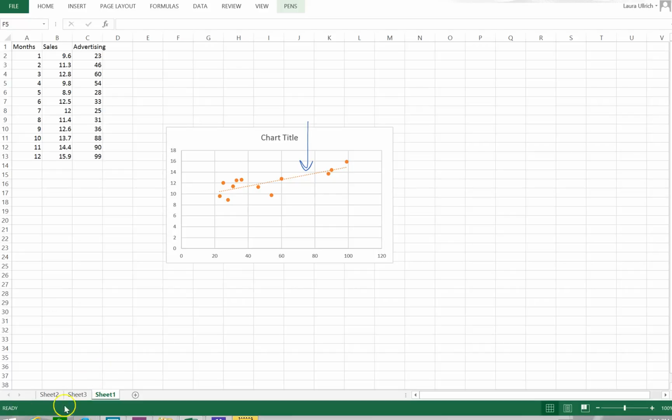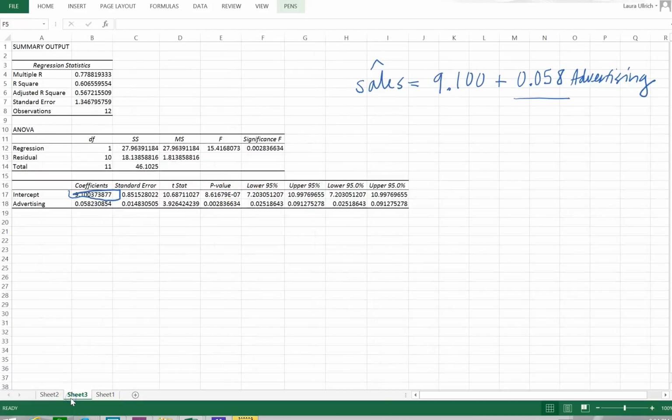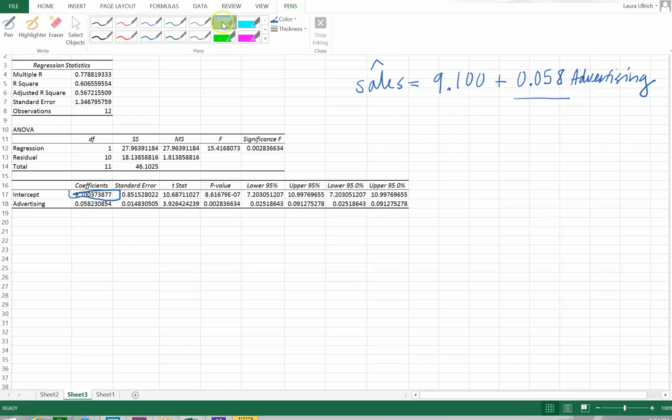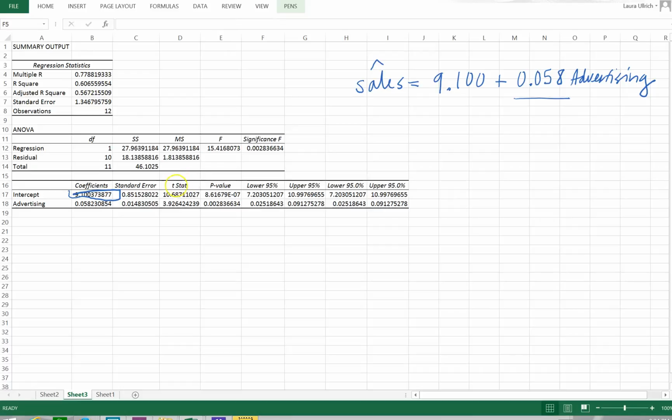But we don't really know yet if this is significantly different from 0. Okay, so that's what we want to test for. All right, so there are 3 ways to do this. Okay, I want you to pay attention to 3 things. The first is the t-stat. The second is the p-value. And then the third is this lower 95, upper 95. Okay, these are the 3 columns that we're really going to focus on.